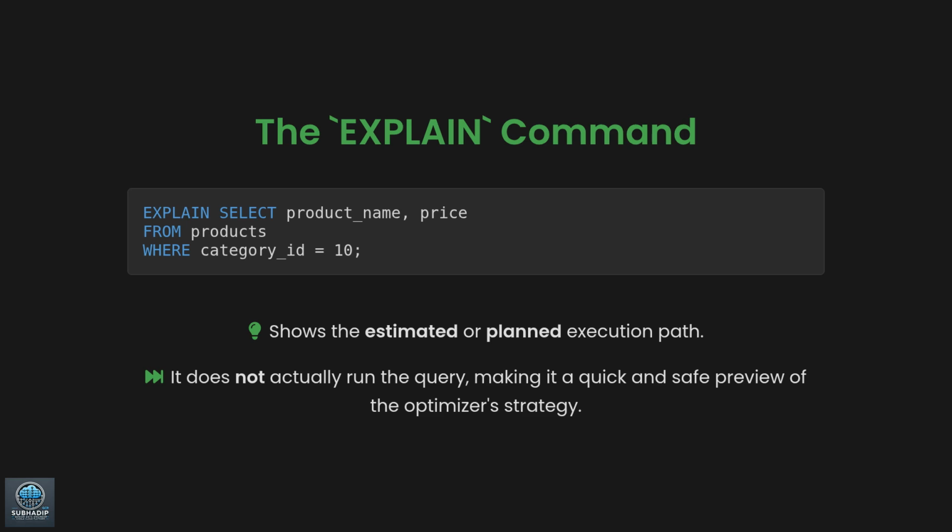Our first tool is the explain command. When you place explain before your query, the database simply returns the plan it intends to use without actually running it. This gives you a quick look into the optimizer's brain, showing you the estimated steps and costs.